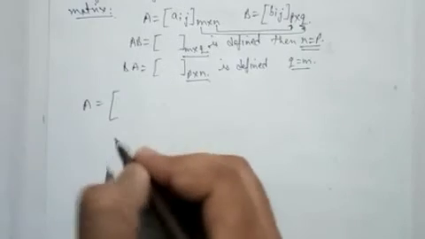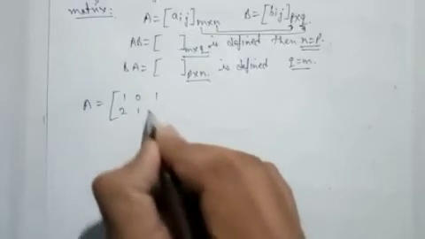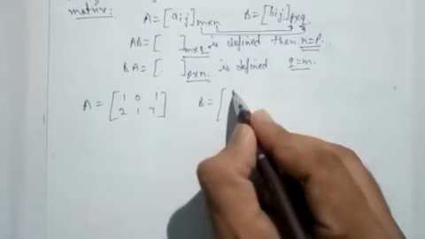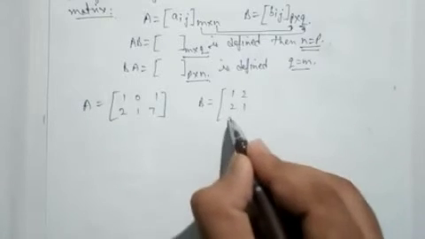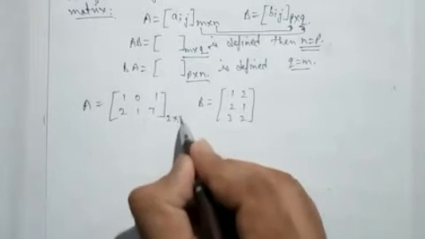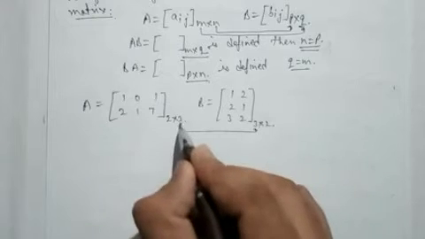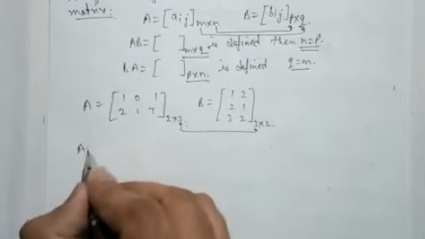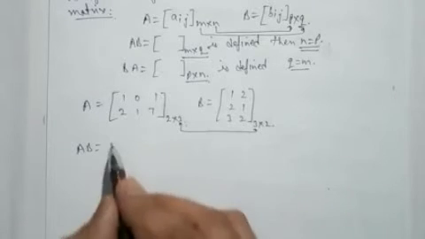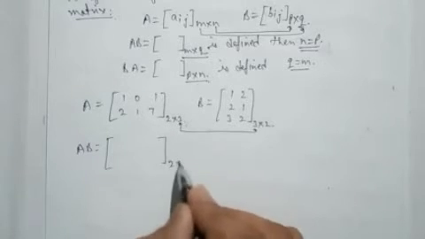Let A matrix be 1 0 1 2 1 7. B matrix is 1 2 2 1 3 2. This is a 2 cross 3 matrix. This is a 3 cross 2 matrix. So the number of columns of the first equals the number of rows of the second. So the resultant matrix will be 2 cross 2.